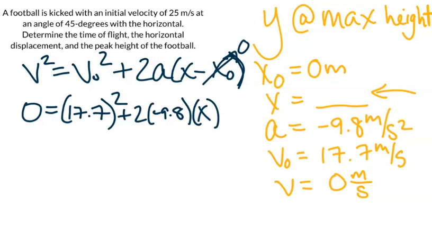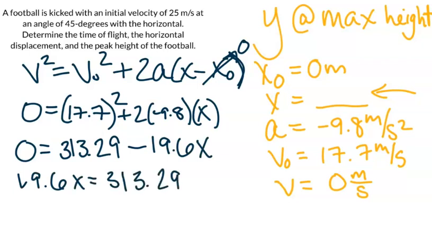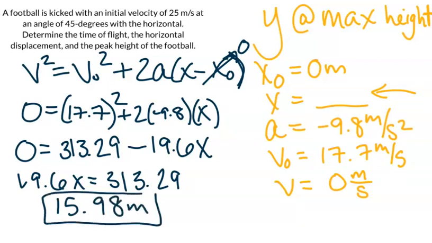So 17.7 squared will be 313.29, and then we have negative 19.6x here. So we can move that to the other side. And then we will divide both sides by 19.6 to get our final position by itself, and that will be 15.98 meters. So that means that at the very top of the path, the football has traveled vertically 15.98 meters.